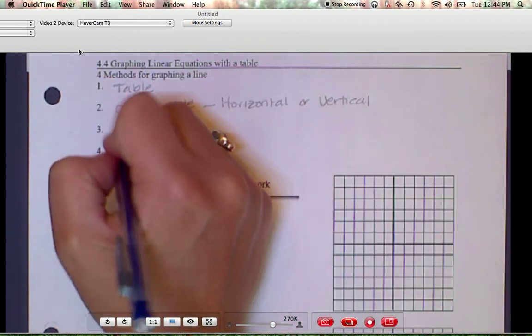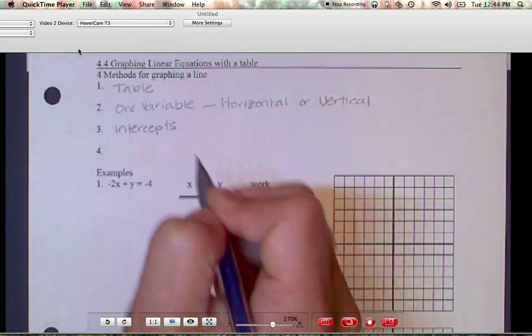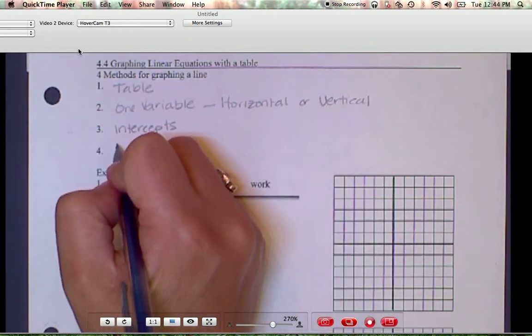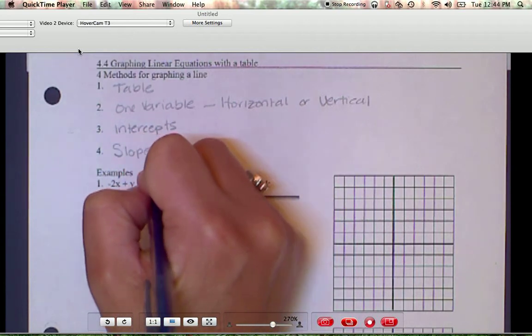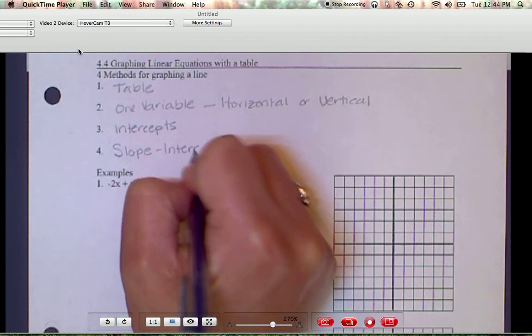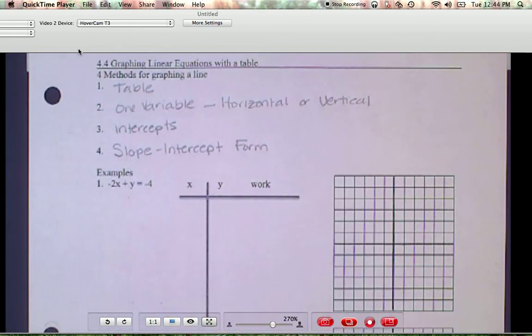Then we're going to learn how to graph with the intercepts, plural, 2 of them. And then finally, we will finish the section up with graphing using slope-intercept form. So those are the 4 methods you'll learn in this unit for how to graph a line.